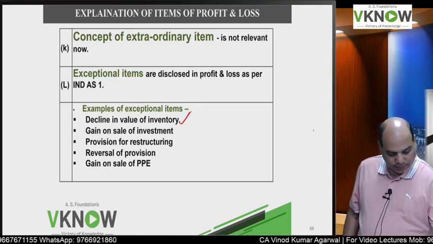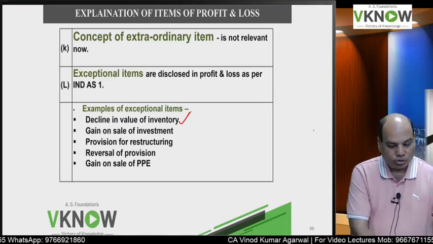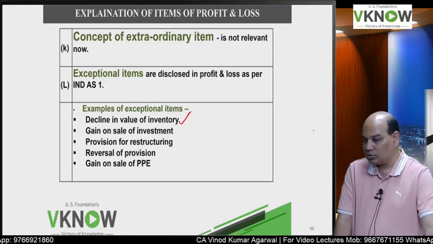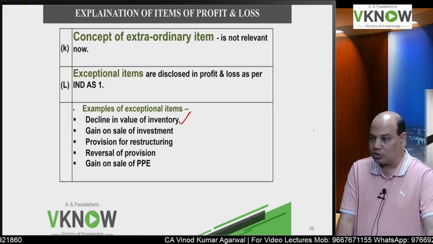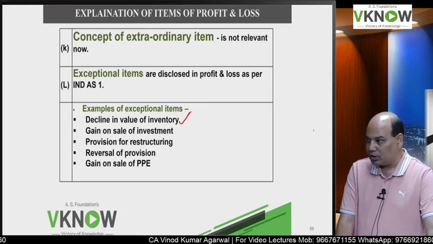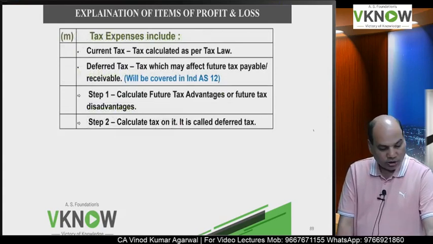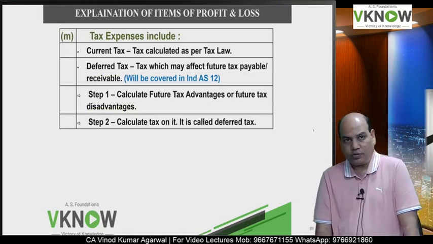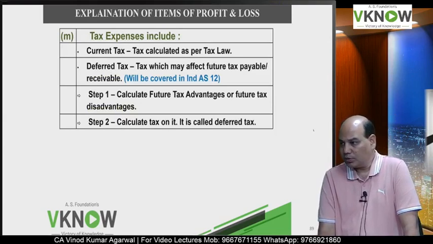These items can be shown in other income and other expense also, but if the management thinks that they need to be disclosed separately, then they can put it in exceptional item. What about tax expense? As you know, we have to present two types of taxation: current tax, which is the tax payable as per the tax law.